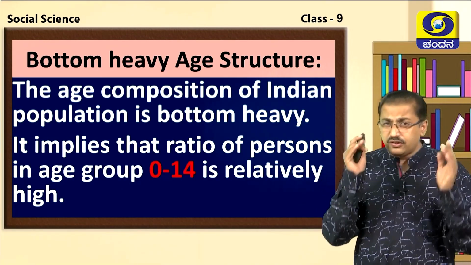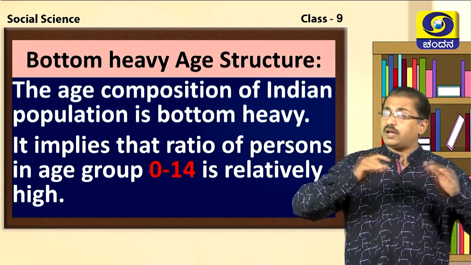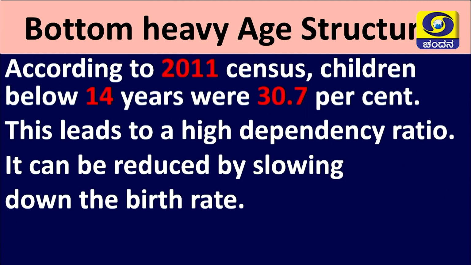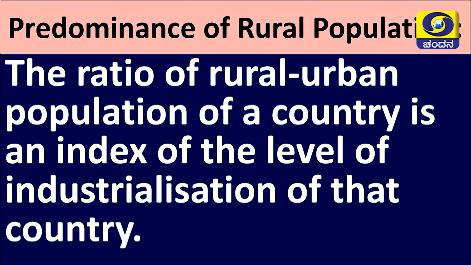Let us see, this census also revealed a bottom heavy age structure. What is that bottom heavy age structure? That means the age composition of the Indian population is bottom heavy. That means a huge percentage of the population is found between 0 to 14 years. According to the 2011 census, children below 14 years were 30.7%. This is very high. It can be reduced by slowing down the birth rate.